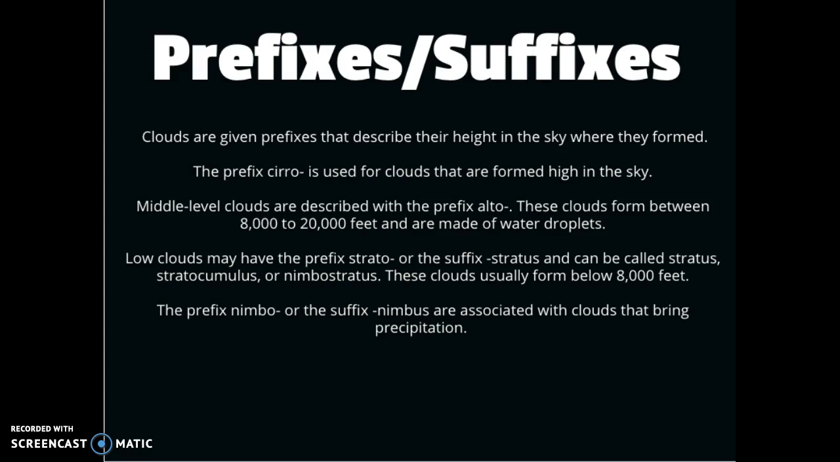There's one more prefix or suffix that we can put on there, and that is nimbo or nimbus. When you see nimbo or nimbus, understand that we're talking about precipitation. Sometimes very heavy and harsh precipitation, especially when you're talking about a cumulonimbus cloud. That's when we have our thunderstorm clouds. Any questions about prefixes and suffixes? Let's take a look and see how those actually work.